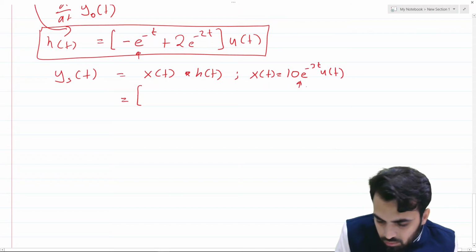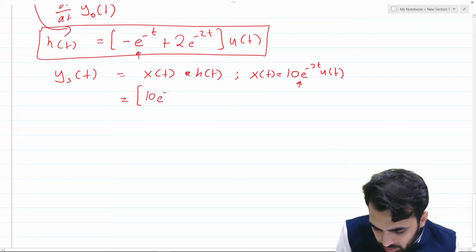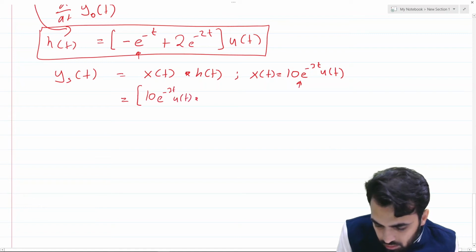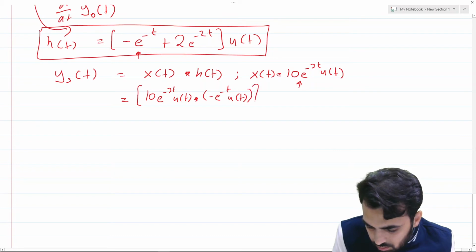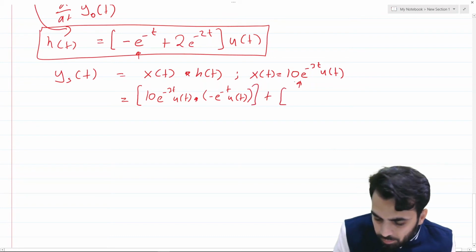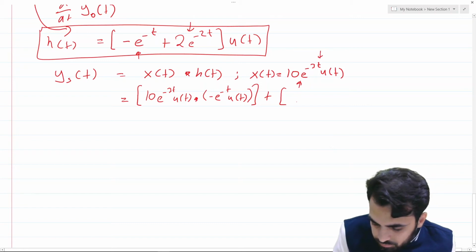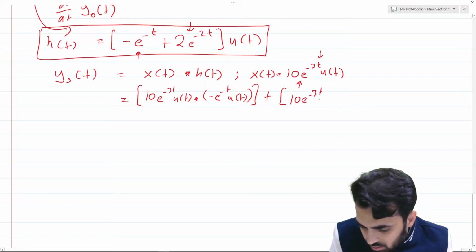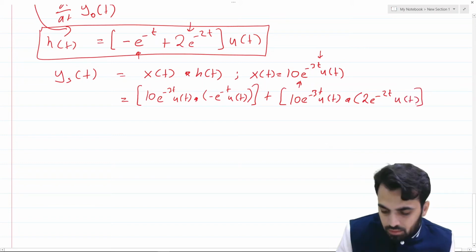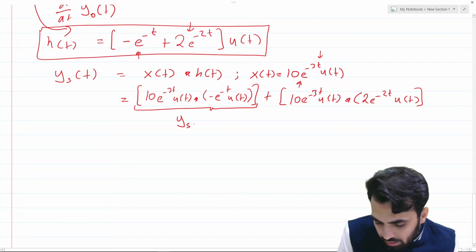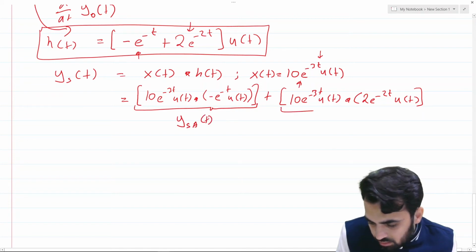This convolves with the input, so that is 10e^(-3t)u(t) convolved with -e^(-t)u(t), plus this convolved with this one, so that is 10e^(-3t)u(t) convolved with 2e^(-2t)u(t). So let us say this is y_sa(t), and similarly this is y_sb(t).